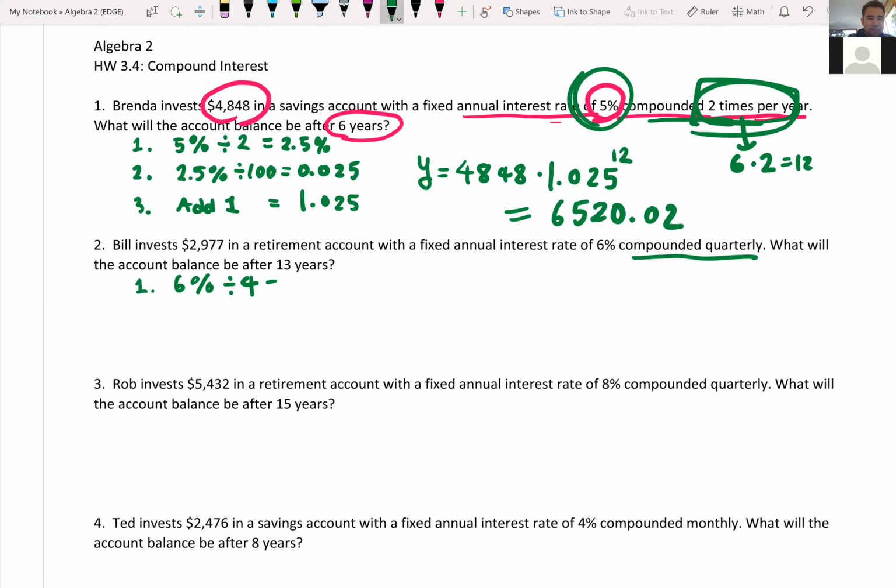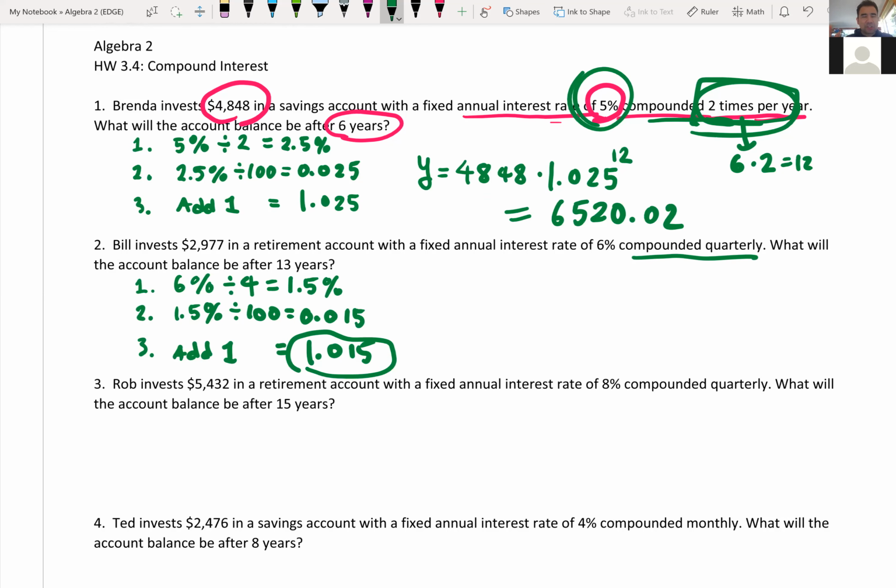So 6% divided by 4, I think we've done that. That's 1.5%. Okay, and then next, you've got to convert 1.5% into decimal by dividing by 100. 0.015. Then you're going to add 1 to it. So it's 1.015. Do you guys have that? It's very important that you get this number correct. Otherwise, no matter what you do, you're not going to get the right answer.